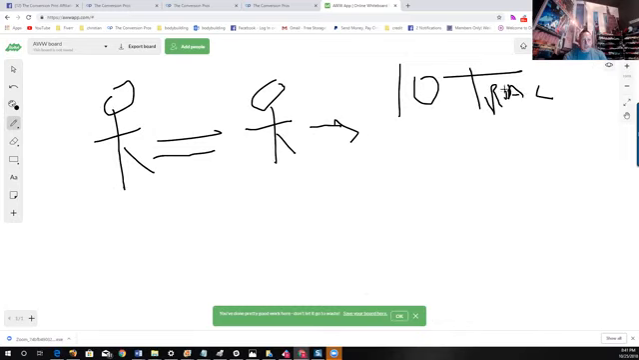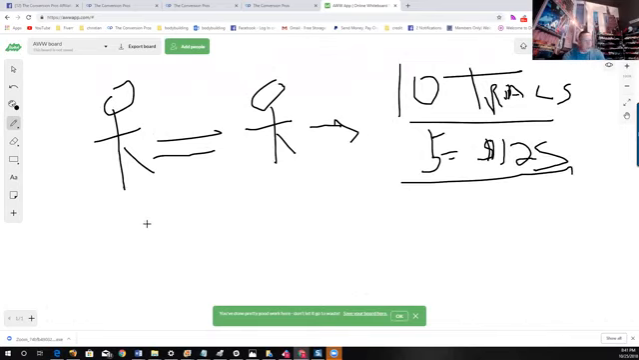10 trials. Well, if they think even half of them, 5 of them, are going to upgrade, they're looking at, what, 125 bucks, right? $125. So let me ask you a question.